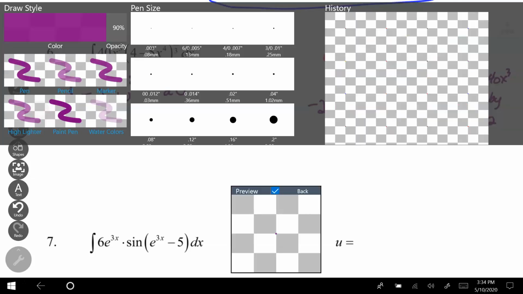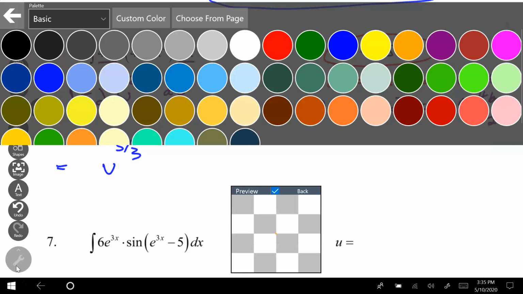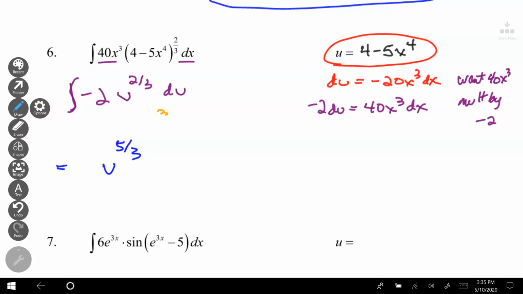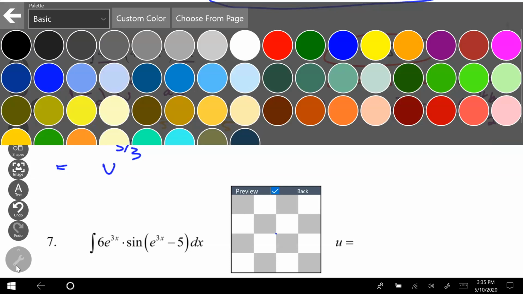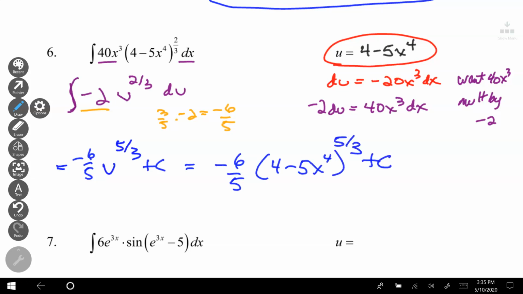And then when I take its antiderivative, this becomes u to the 5/3. And then I got to think, well, if this is u to the 5/3, that means I need the reciprocal of that, or 3/5, times the number up front, which is -2, which is -6 over 5. So when I do all this, I get negative 6 over 5 u to the 5/3 plus c, or negative 6 over 5 parentheses 4 minus 5x to the 4th to the 5/3 plus c.